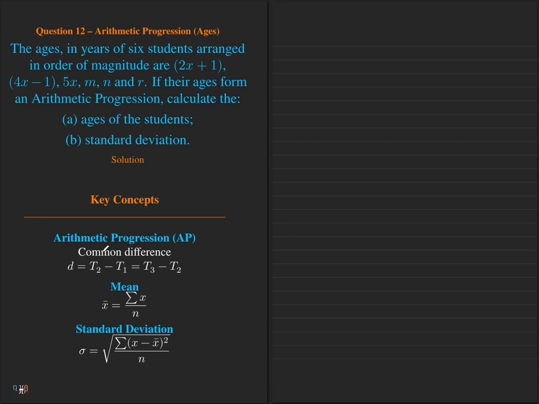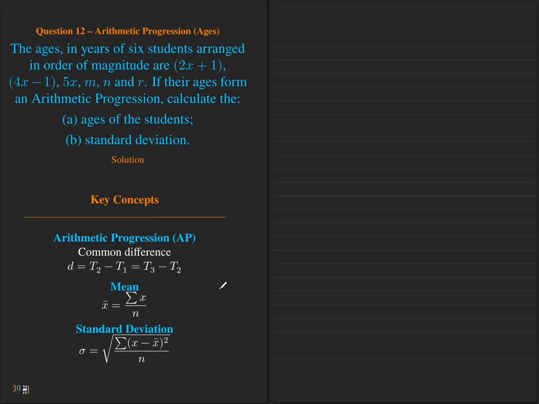Now, the key concept to be able to solve this question is you need to know what an arithmetic progression is. So there's arithmetic progression and there's geometric progression. The arithmetic progression simply means there is a constant common difference between the terms. So if you take your first term, and then your second term, and then your third term, the difference between the second and the first should be the same as the difference between the third and the second, in that order. So we say D equals T2 minus T1, and it's also equal to T3 minus T2.